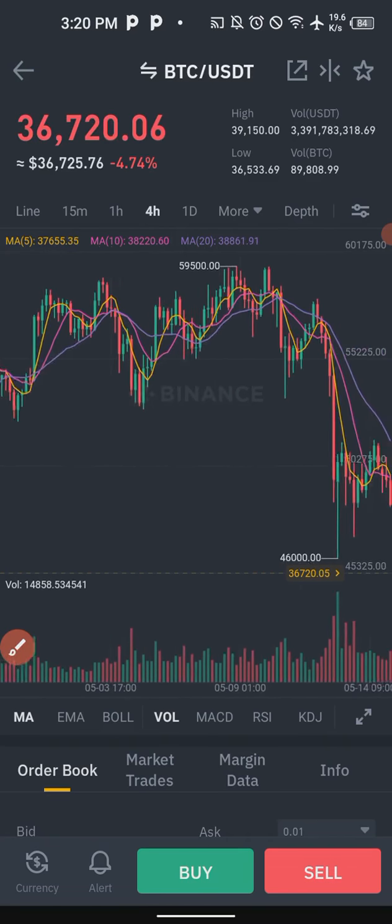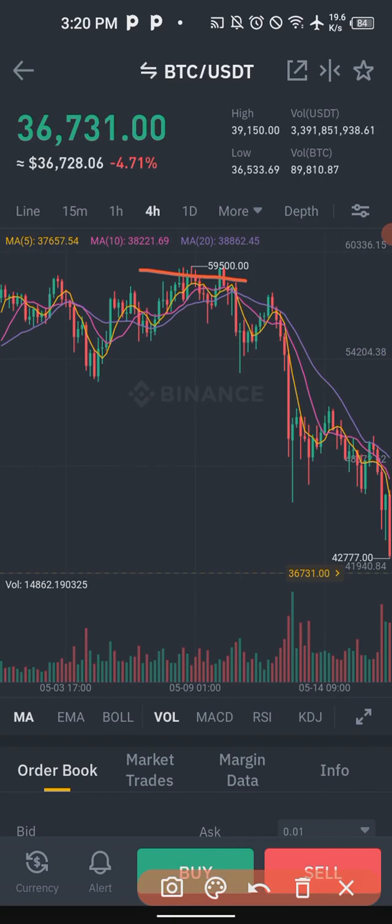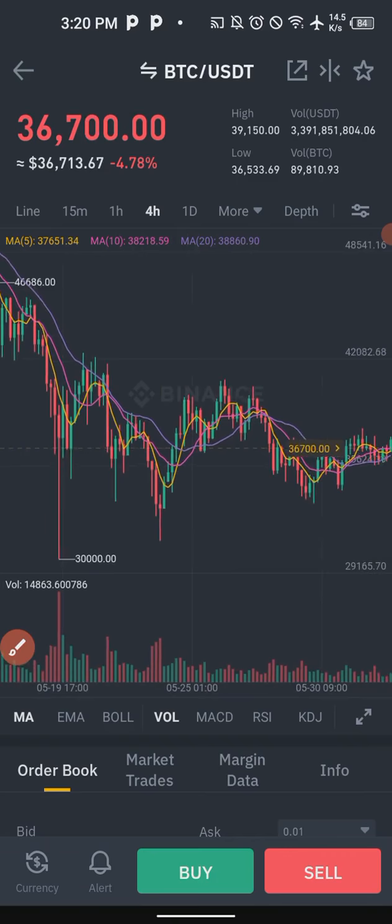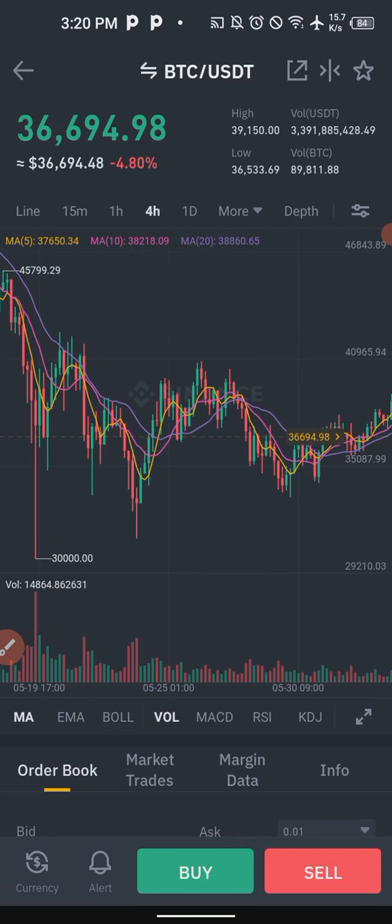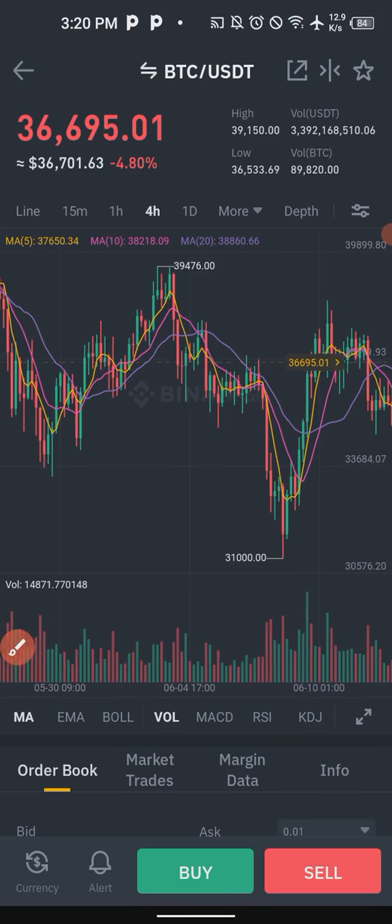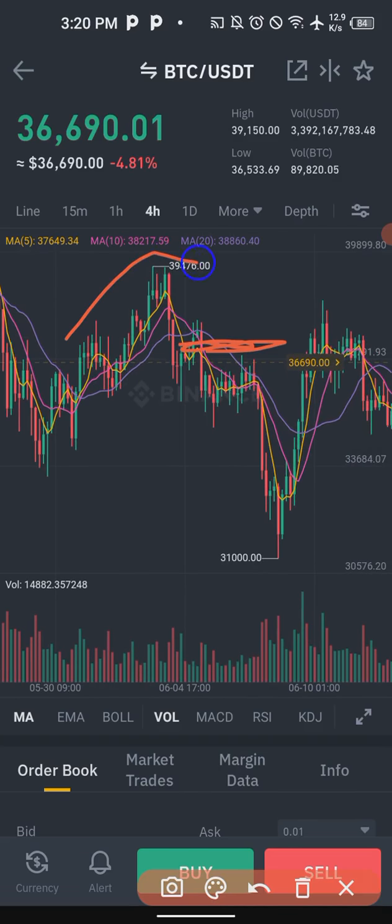It was struggling, struggling. This is also another resistance level, 59,500, and you can see the resistance level keeps on reducing. This is also another resistance level here, slightly above 40,000. And this is also another resistance level, meaning the price goes up, reaches here, and it bounces back.